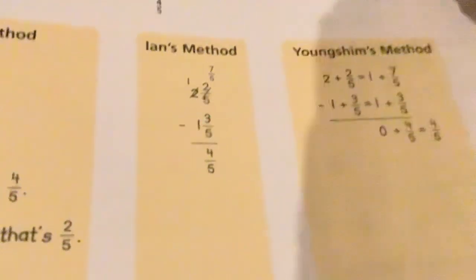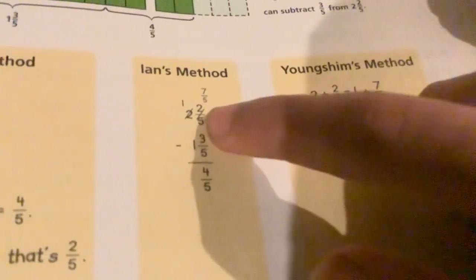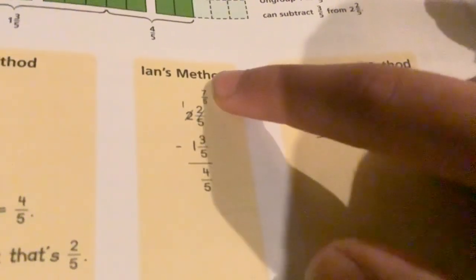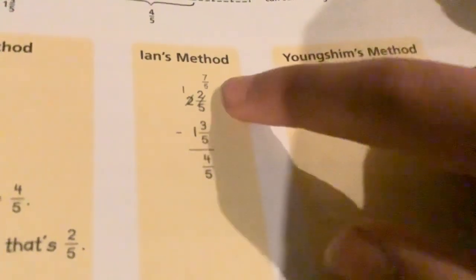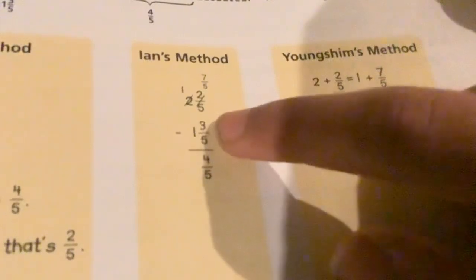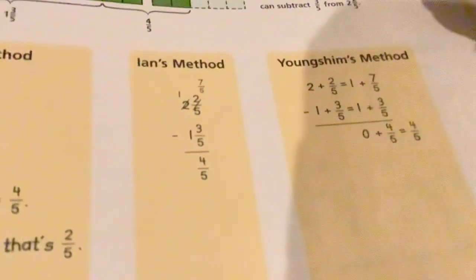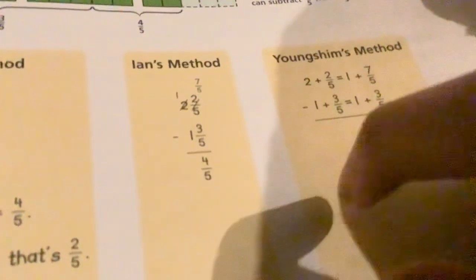Ooh! Ayan made this mixed number into an improper fraction. An improper fraction has a numerator that is greater than the denominator. Then, he subtracted it by 1 and 3/5, and we get 4/5. And that is true, because 7 minus 3 is 4, and we do not subtract the 5.